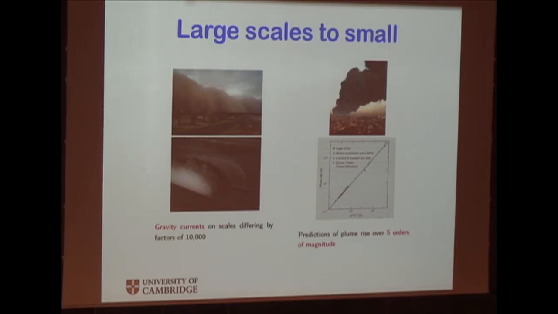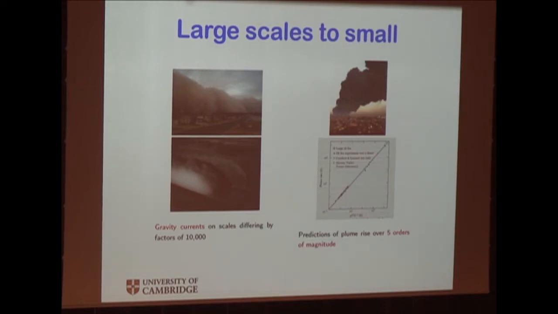So the pictures on the left are gravity currents. These are flows driven by density variations. And the lower one is in the laboratory. It's about 10 centimeters in size. And the one in the atmosphere, as you can see by the height of the buildings, is considerably larger. And we're able to reproduce the same physics in the laboratory as in nature.